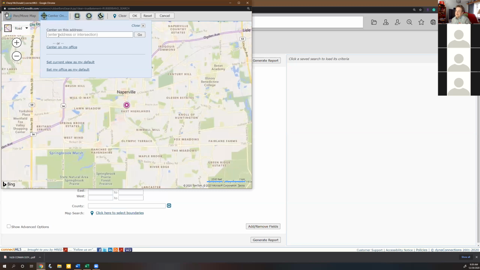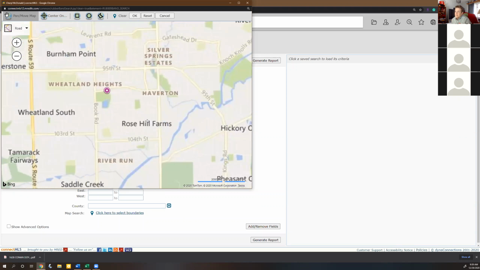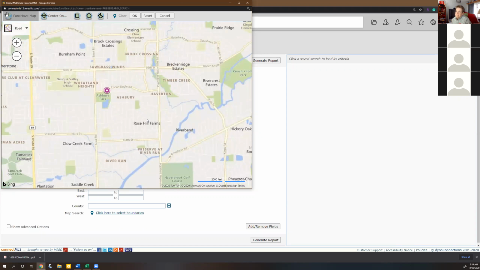I'm going to center on. I'm going to type in that address, 1628 Conan Doyle, Naperville. Okay. So now this is just the area market survey. If I were going to purchase a home in this area, I would want to know what was available to me within a mile. The reason I go back 6 months is because typically an appraiser will go out 1 mile from the property and back 6 months.